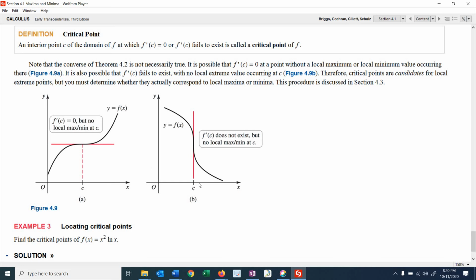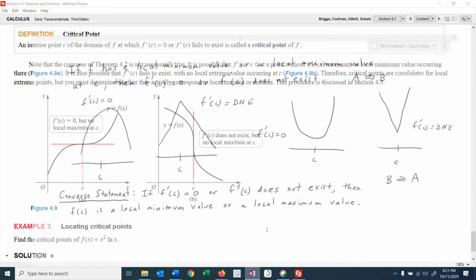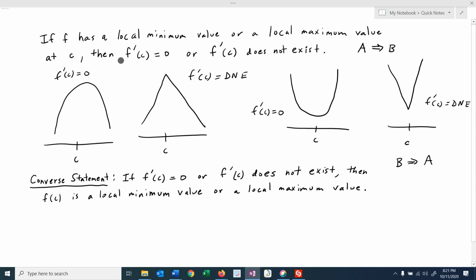And it's also true that if f prime of c does not exist, it doesn't mean you have a local minimum or maximum at c. Again, this is the counterexample you need to think of. F prime of c does not exist, but that's not the location of a local minimum or maximum. So if you remember both of these counterexamples, it will help to remind you that the converse of this statement here is not true. We have two counterexamples.